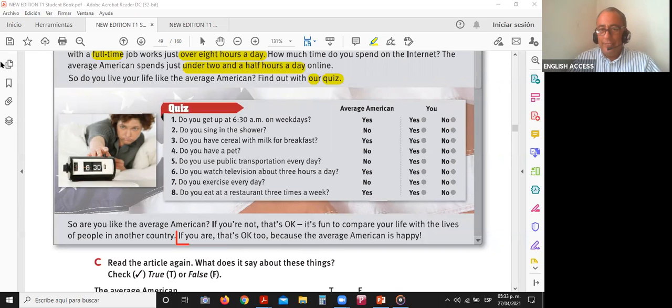Question number one. It says average American, yes, no. Do you get up at 6:30 a.m. on weekdays? Average Americans, yes. What about you, Carolina, Fatima, Antonio? Check yes or check no. Do you get up at 6:30 on the weekdays? Weekdays, Monday, Tuesday, Wednesday, Thursday, and Friday. Okay. Question number two.